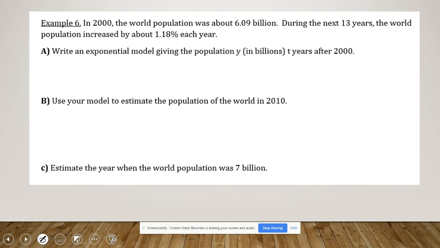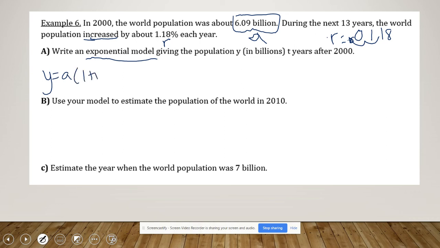Right, the world population in the year 2000 was 6.09 billion. That sounds like that's going to be our initial amount or our A value. It's increasing, so this is an exponential growth function by about 1.18% a year. So I'm going to take that 1.18, move the decimal over twice, and that gives us R in decimal form. So R is 0.0118. So write the exponential model or equation. We're using, again, our growth.